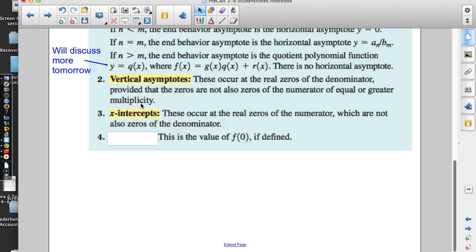All right, so x-intercepts are where you set the y equal to 0. And in order for y to be 0, the numerator has to be 0. So that's why it says these occur at the real zeros of the numerator. And then the y-intercept is if you put 0 in for x, what do you get? So it's always the opposite.